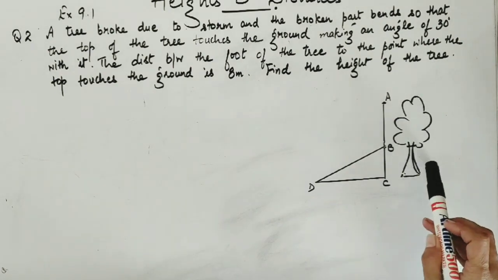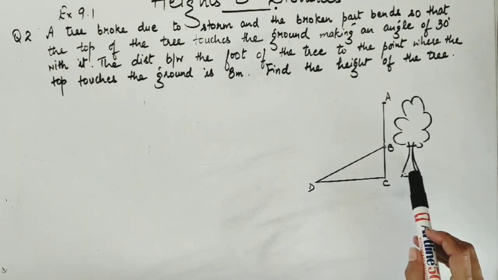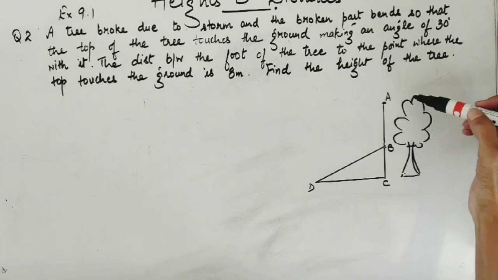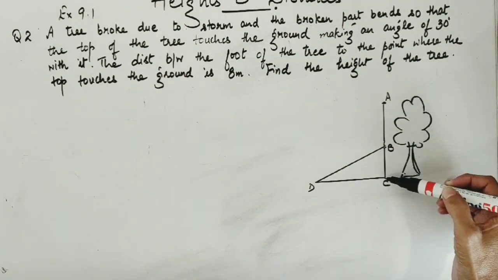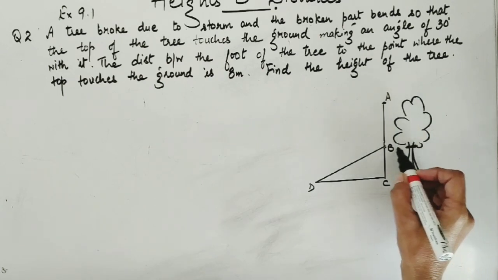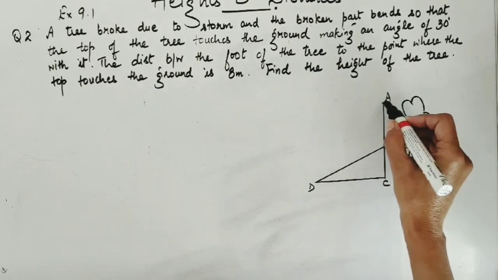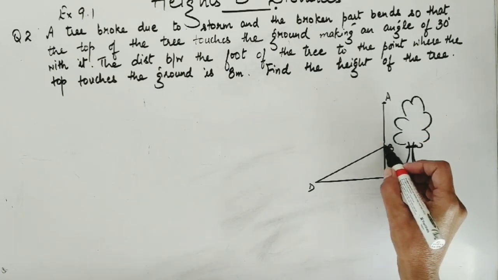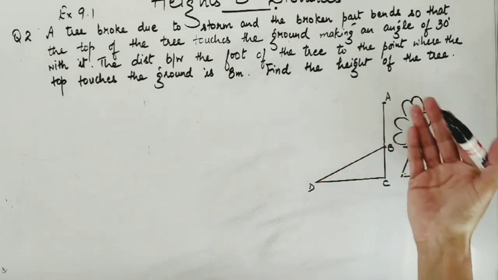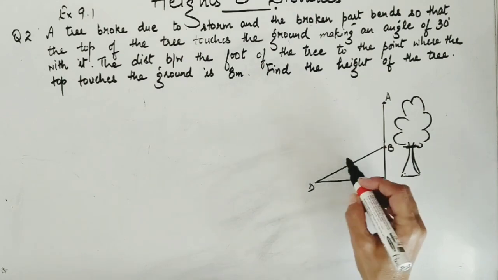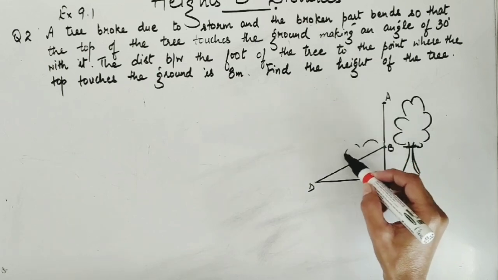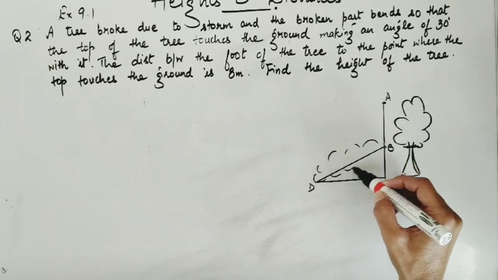Dear students, look at this figure. This is a tree. AC is taken as the total height of the tree. Due to the storm, it broke from this point. So this point I have taken as B. B is the point from where the tree broke. When it breaks, it would definitely fall down. It fell down and the top of the tree, that means our final position, fell something like this.